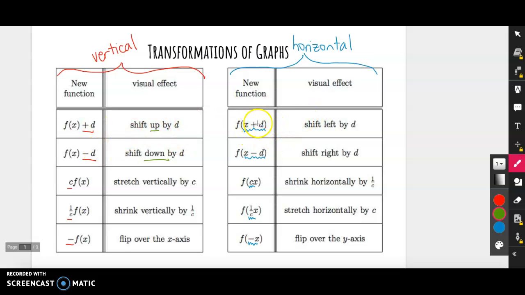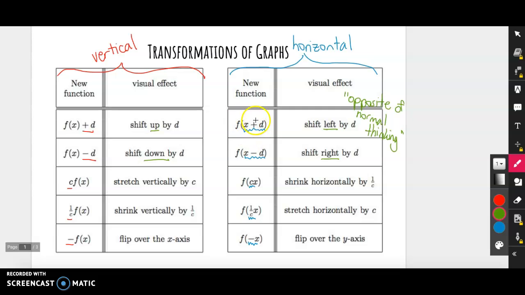If we do addition and subtraction inside, that moves my graph left and right. And I like to think of these as being the opposite. They are opposite of what you would normally think. Opposite of normal thinking. So normally I would think that when you add, that would move to the right. But because I'm looking at a horizontal shift, I'm going to think opposite of my normal thinking.